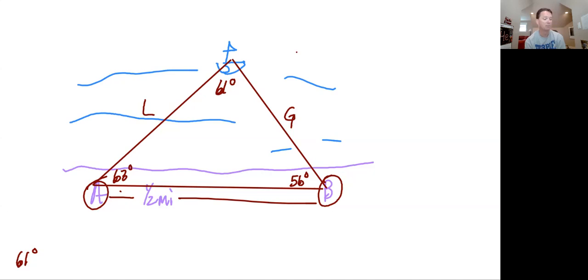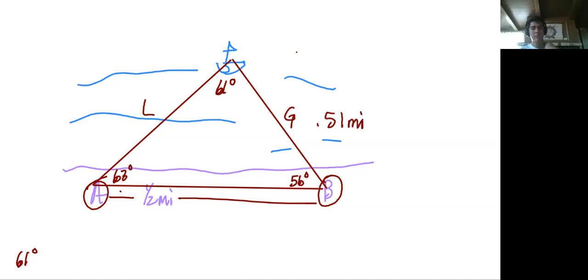Gentlemen, what'd you get for G? I got 0.51. 0.51, so as did I. 0.51. Great, ladies? Anna, you can answer this one. I got 0.47. 0.47. Okay.